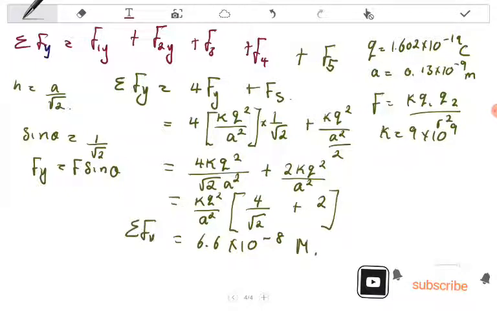So we answered the question, because they said we have to calculate the vector sum of forces that are exerted on the top iron charge. So we answered the question.